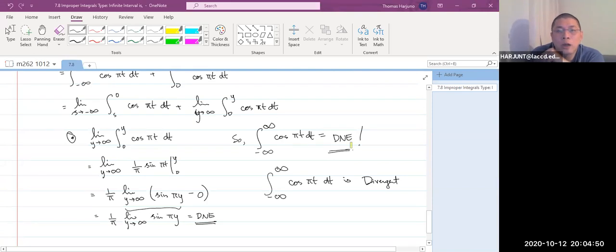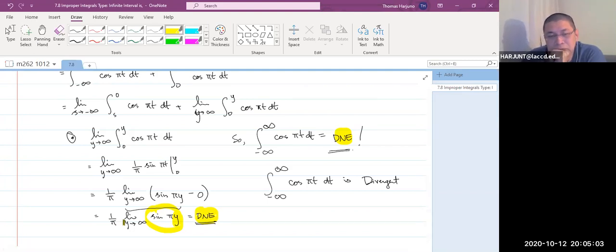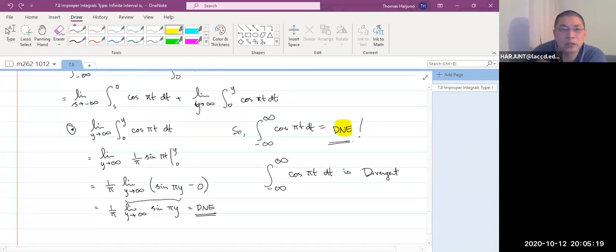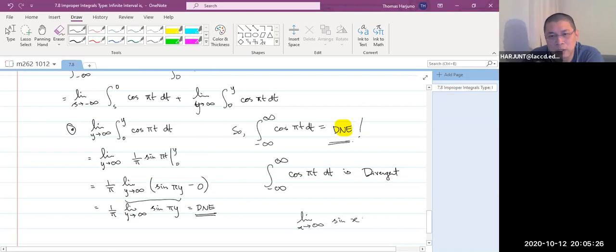Somebody asks, why does the limit not exist? Plug in y equals infinity. So what happens if y is infinity? Does it give you a specific number? No, right? Okay, so the behavior of sine y does not exist. It's actually the same question as the limit as x goes to infinity of sine x. What is this equal to?